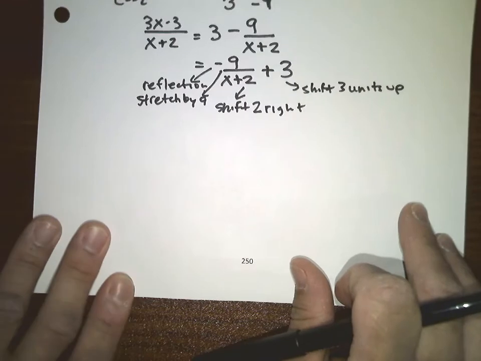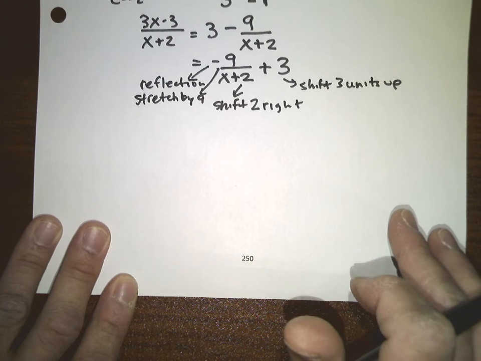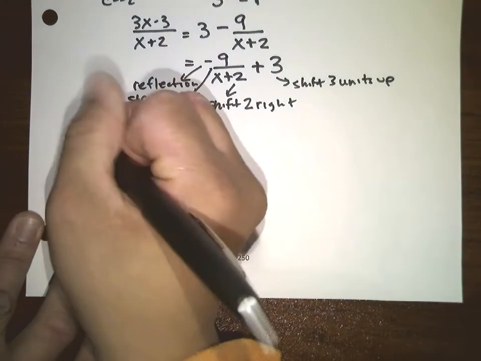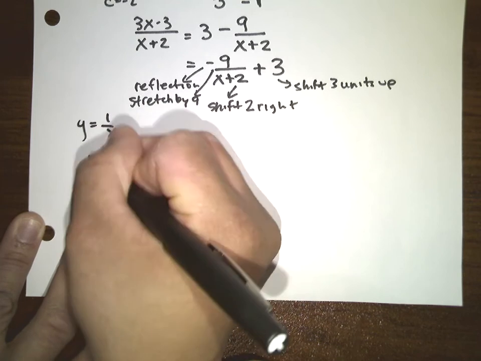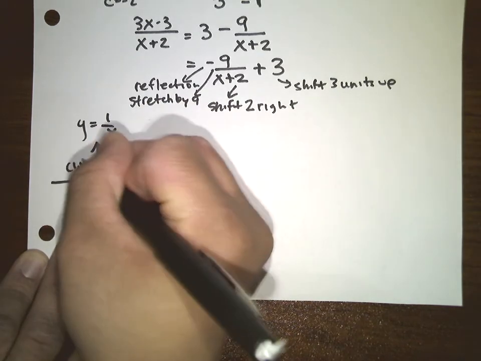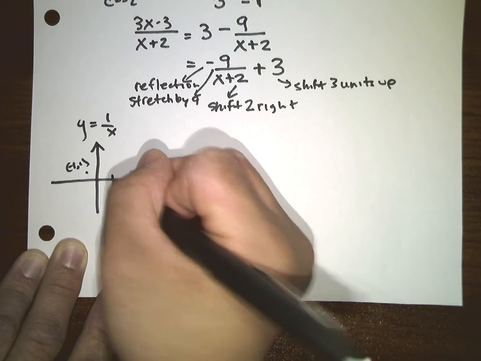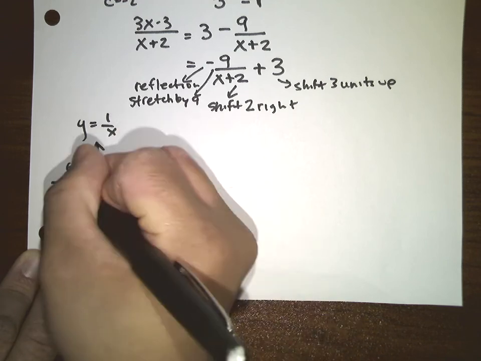Now if I go ahead and do this, what would I get? If I start at y equals 1 over x, I have points at (1, 1), at (-1, -1), and at (1, 1). So like this.